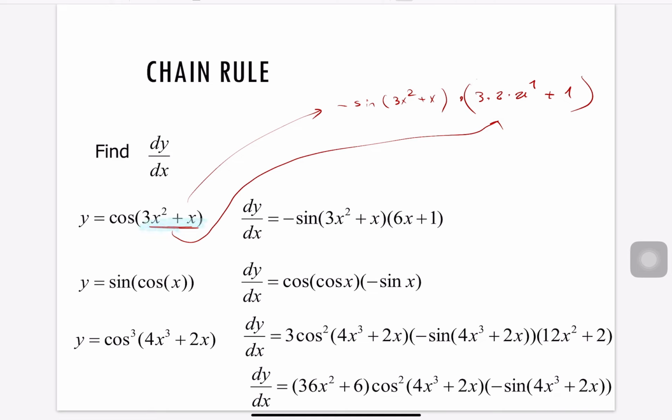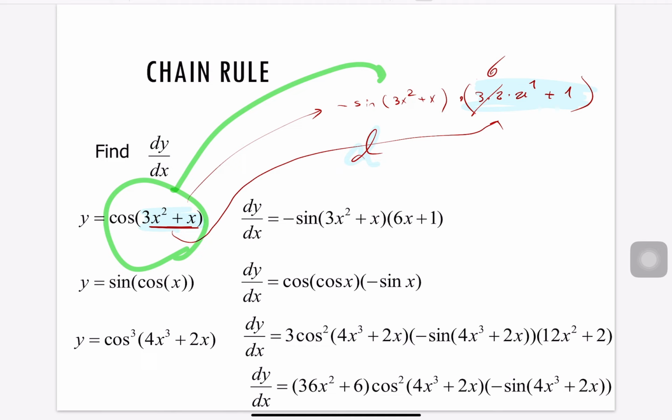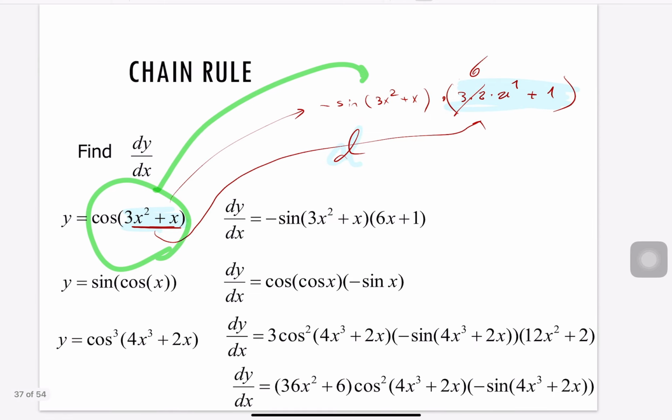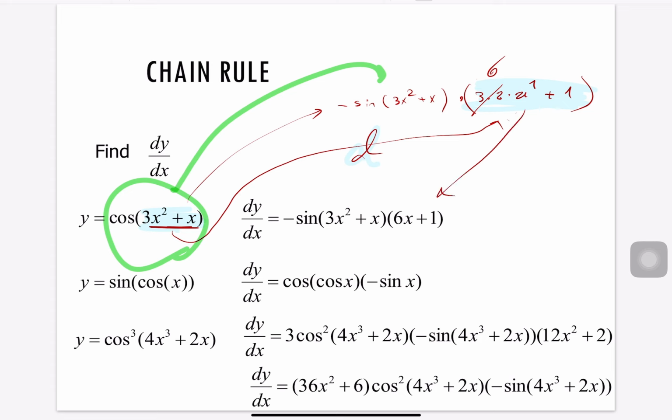Then the derivative of this will be this one. I can make a color. The derivative of this will be this one. And the derivative of the whole function will be this one. Then the result will be minus sine of 3x^2 plus x, multiplied by 3 times 2x plus 1. It's very easy, and we can find this derivative rule. And the result is here. You can find this result here.